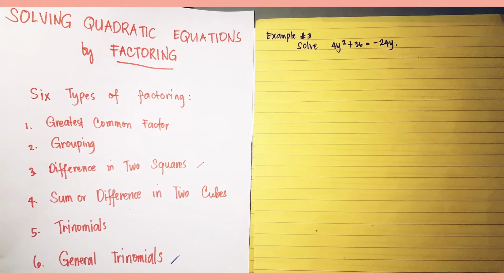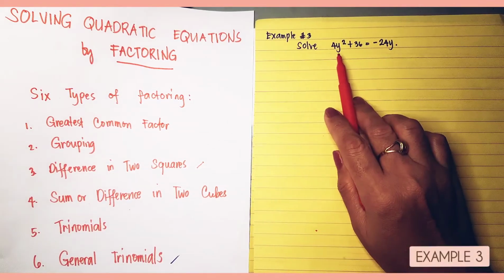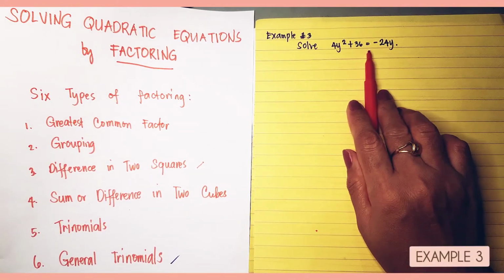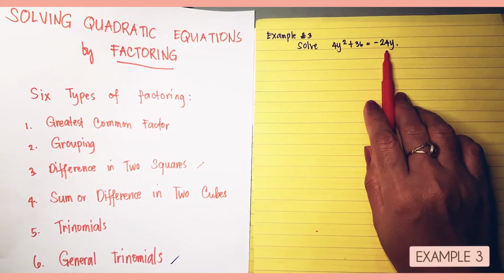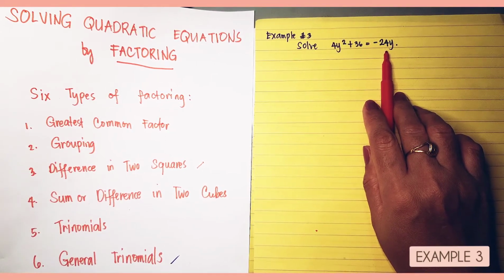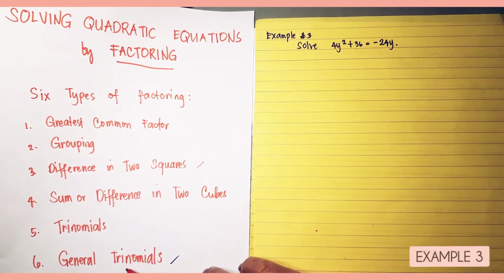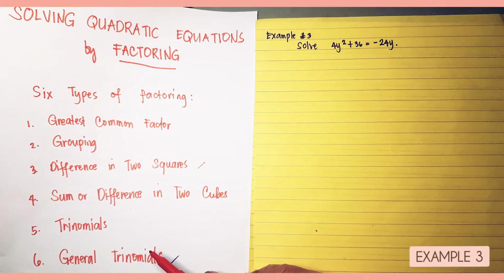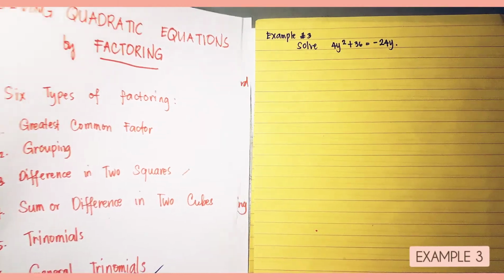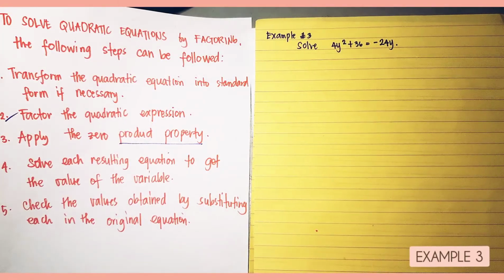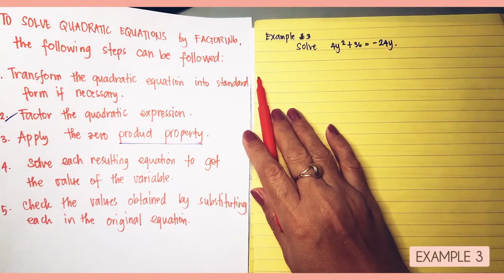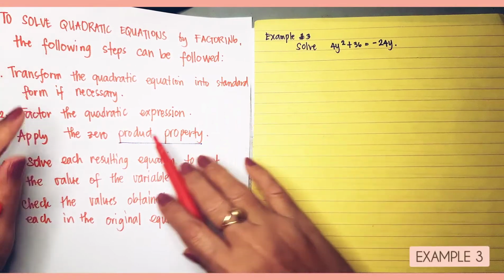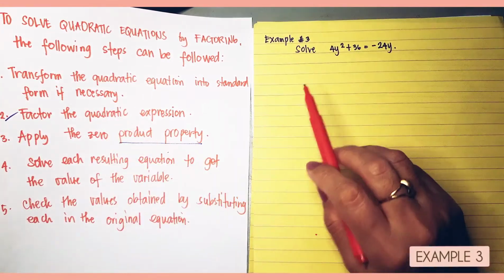Example number 3. Solve 4y squared plus 36 equals negative 24y. So in this particular example, we can apply factoring by the general trinomials. So let's consider again the steps in solving the quadratic equation. Step number 1, transform the quadratic equation into standard form.